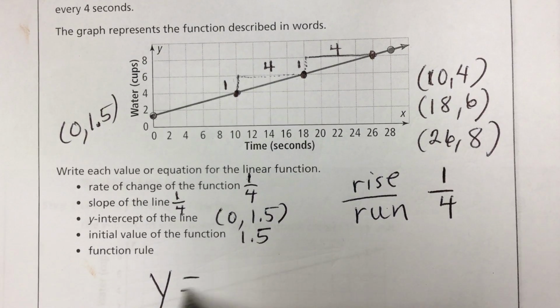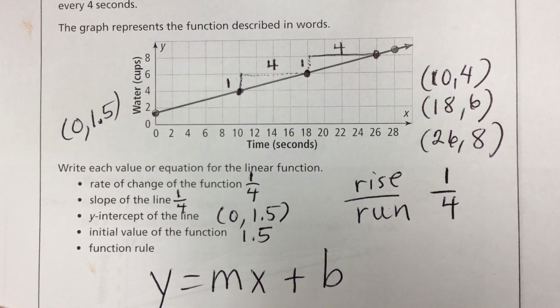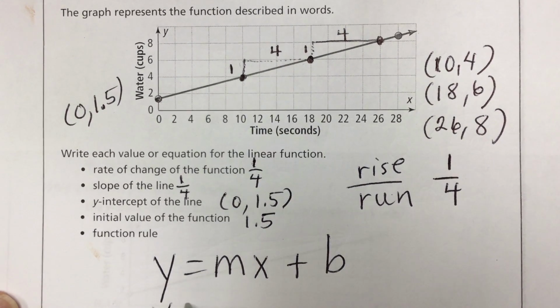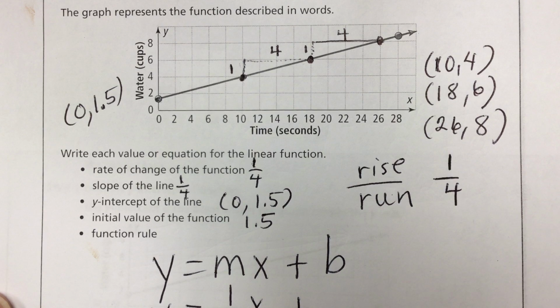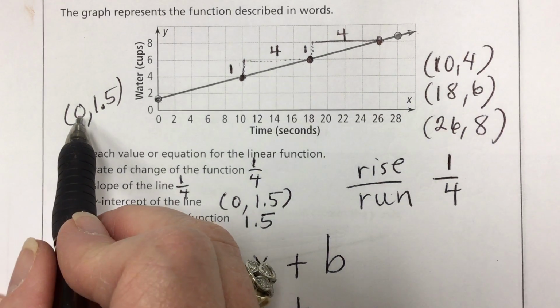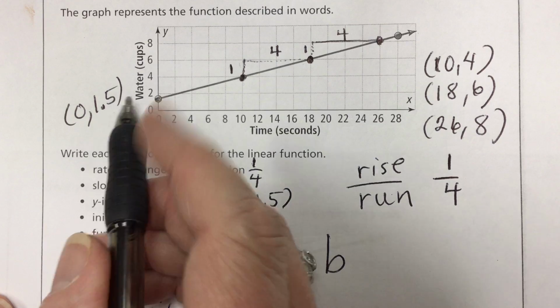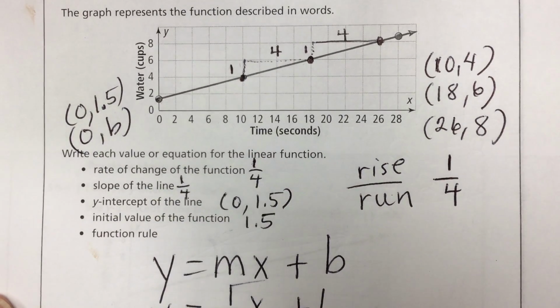So if I was to write the equation of this line in the form of y = mx + b, I know my slope or my rate of change is 1/4. I'm going to substitute that in for m: 1/4 x plus, what is b? What is the output when the input is 0? Well, the point that I have that represents my y-intercept is (0, 1.5). That's (0, b). b is 1.5.